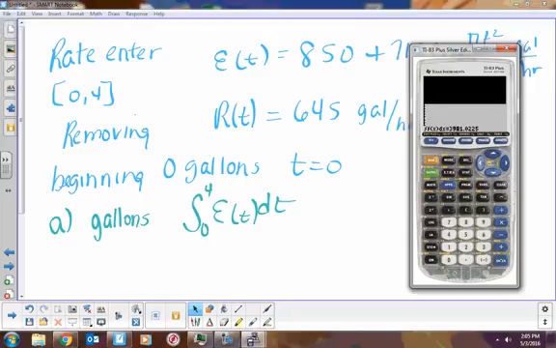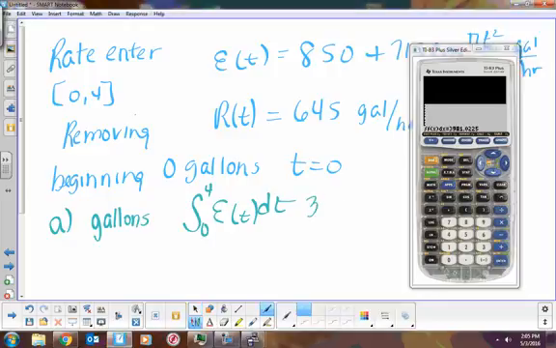3,981. And what did they ask us to do? Round to the nearest gallon. So what would that be? 3,981 gallons. What did they ask us for? They said, how many gallons of sewage enter the treatment tank? And it says, round your answer to the nearest gallon. So we're going to say it is equal to 3,981 gallons.